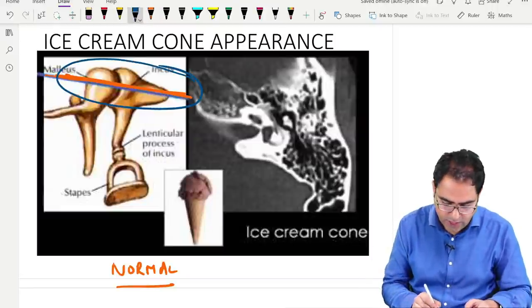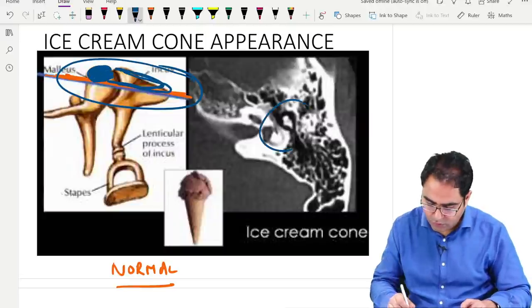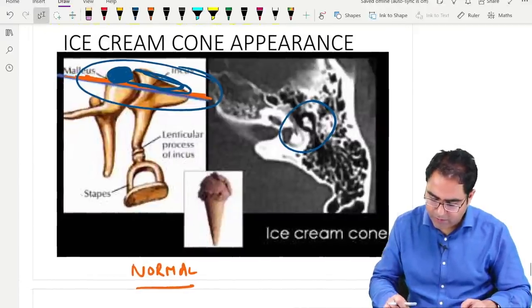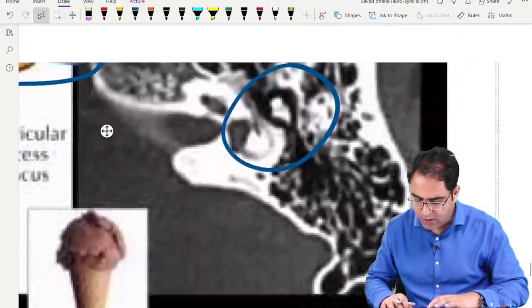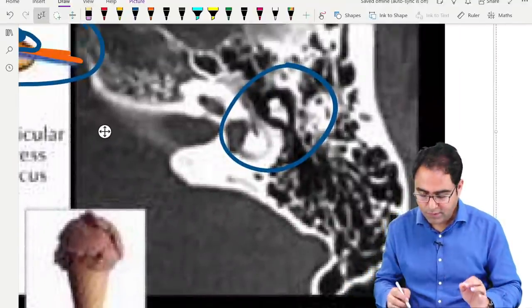Now, this is the head of the malleus, which is going to make the ice cream, and this is going to make the cone over there, beta. Just look at this area. Can you see ice cream cone appearance? Let me enlarge it for you. Can you see this blue thing, beta? This is the ice cream cone over there.